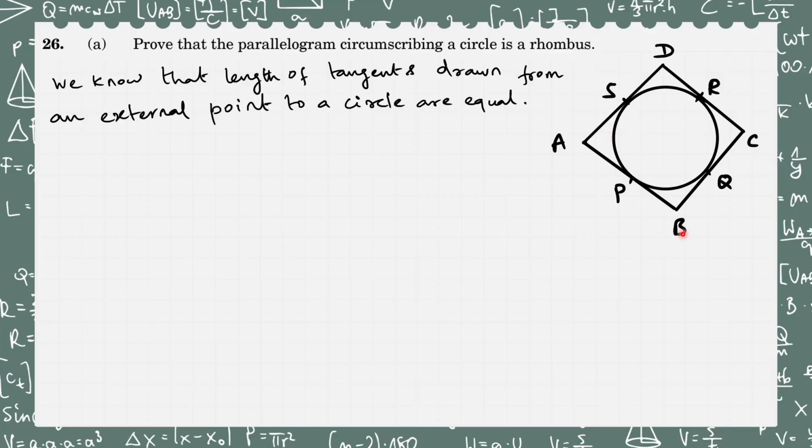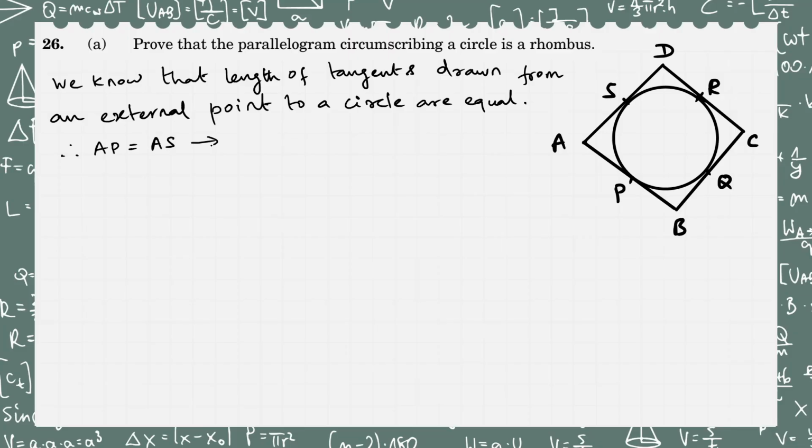The same way, if we take B as an external point and BP and BQ as tangents drawn to the circle, then BP and BQ should be the same in length. Same way, CQ and CR are supposed to be equal in length. DS and DR are supposed to be equal in length. All of these we are going to mention and we need to prove the result. Okay, so let us see.